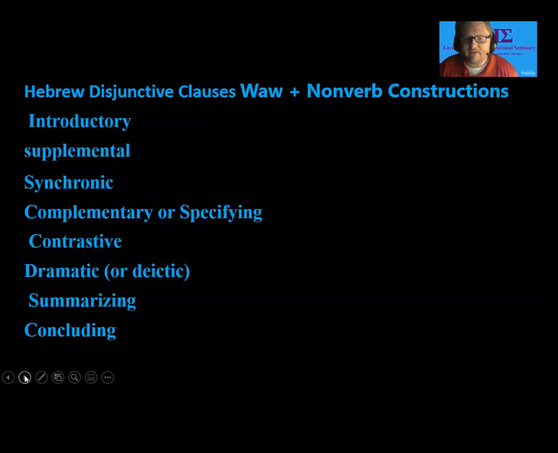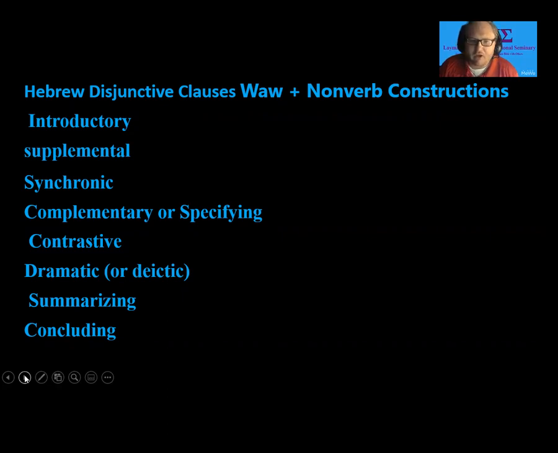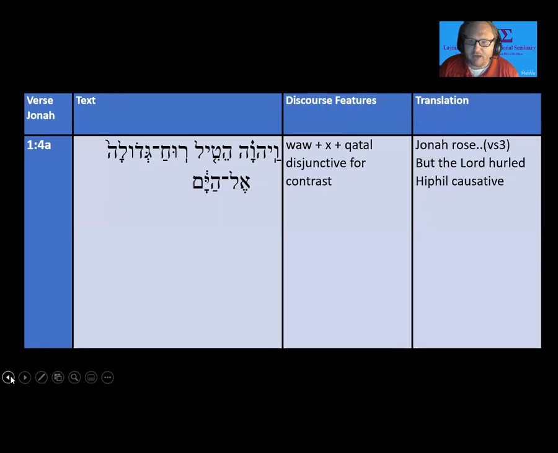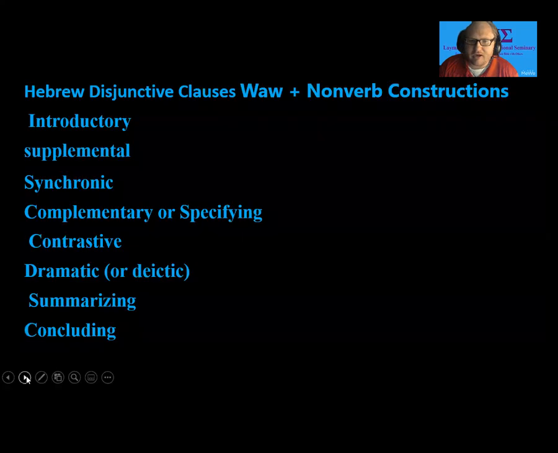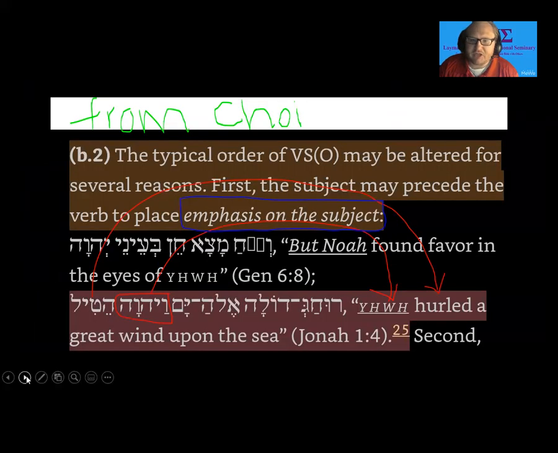So here's a list of some of the disjunctive clauses, their functions and such. We can see here, in this one right here, that we take it as contrast. There are some other options here. This is from Choi, which was also mentioned in the previous presentation. I just want to mention right here that when it says Yahweh hurled a great wind, they're pointing out that not going in the VSO order, verb, subject, object, is to emphasize the subject. So Yahweh is being emphasized here.